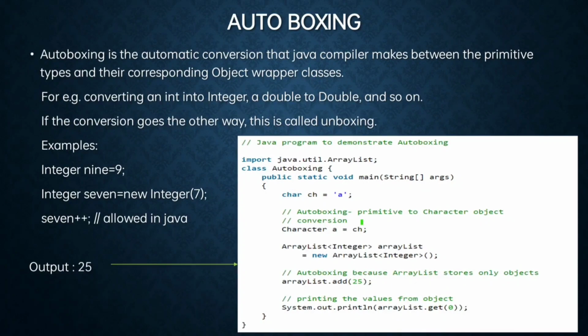Above, ArrayList<Integer> arrayList = new ArrayList<Integer>(). That's the way of creating an ArrayList in Java. We'll be covering all of these in our coming lectures.